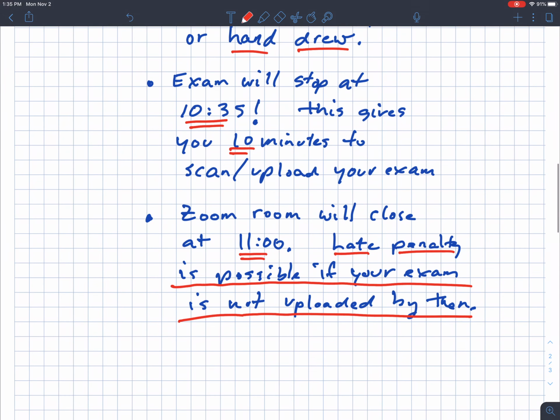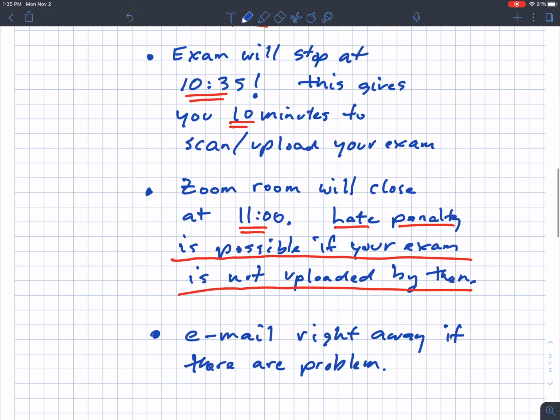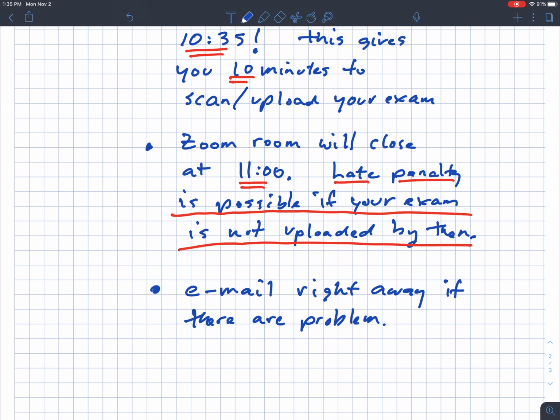As usual, I understand if there's some problems, so you need to email me right away if there are problems. If you have a delay in emailing, the situations become worse as the time moves on. So if there's a difficulty that you're having with bandwidth or submission or whatever, an email as soon as you have the problem is important.